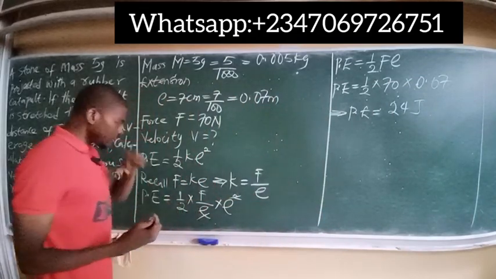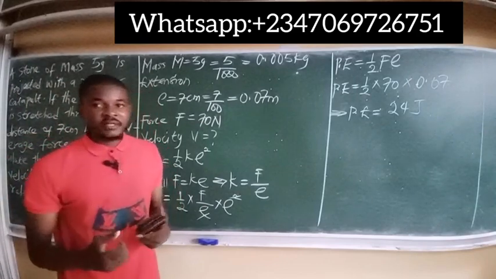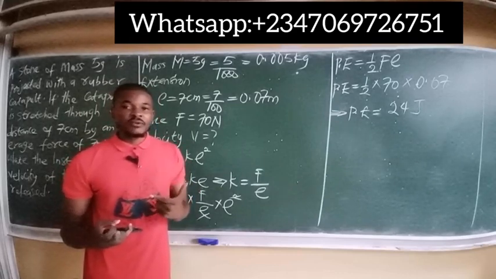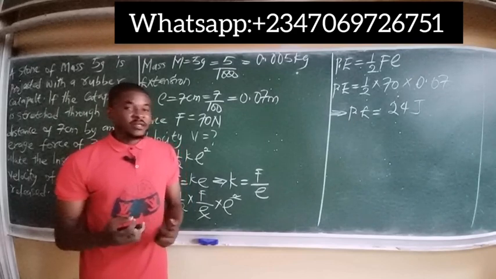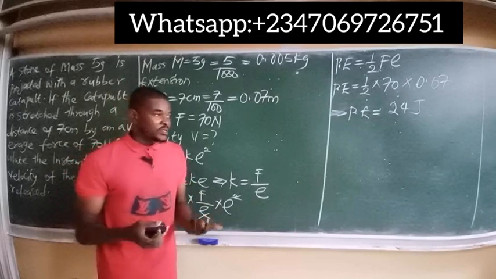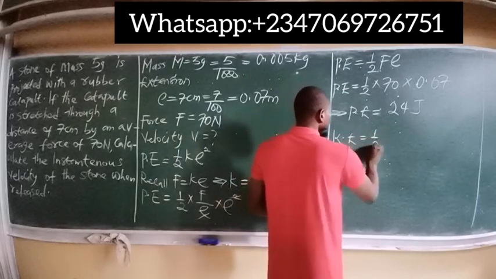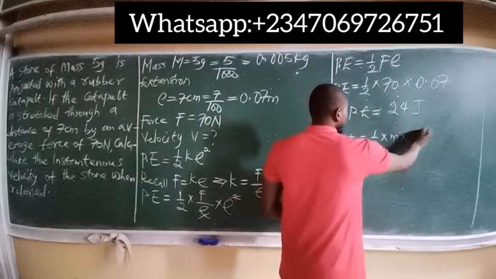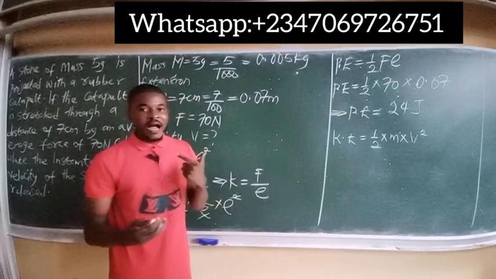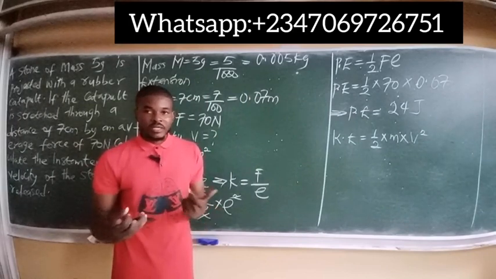So this becomes the elastic potential energy in the catapult rubber. But then again, the rubber was released and the stone was projected. When the rubber is released, the potential energy in the catapult rubber is converted into kinetic energy. And what is this kinetic energy? Kinetic energy is simply 1 all over 2 times mass times velocity all squared. This is the formula for kinetic energy. So the potential energy in the rubber was transformed into kinetic energy when the stone was projected.